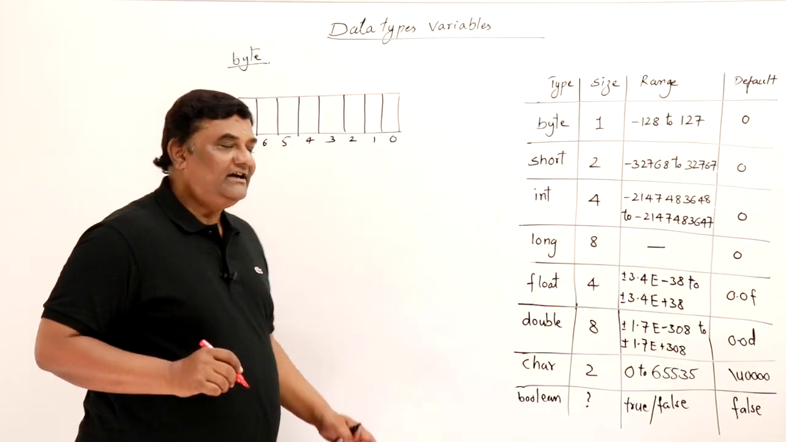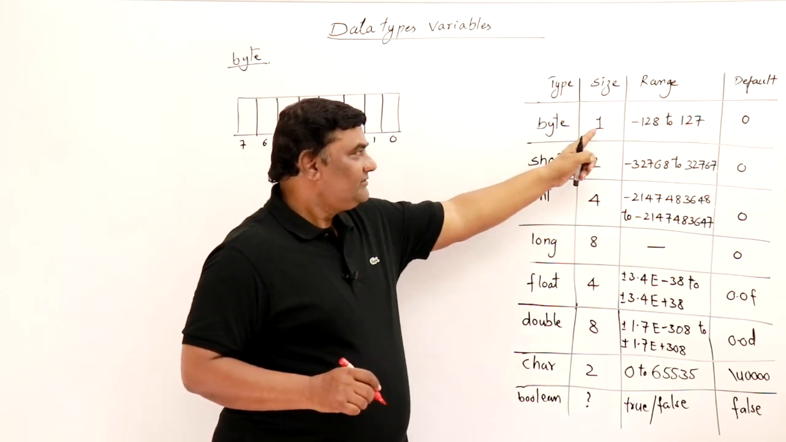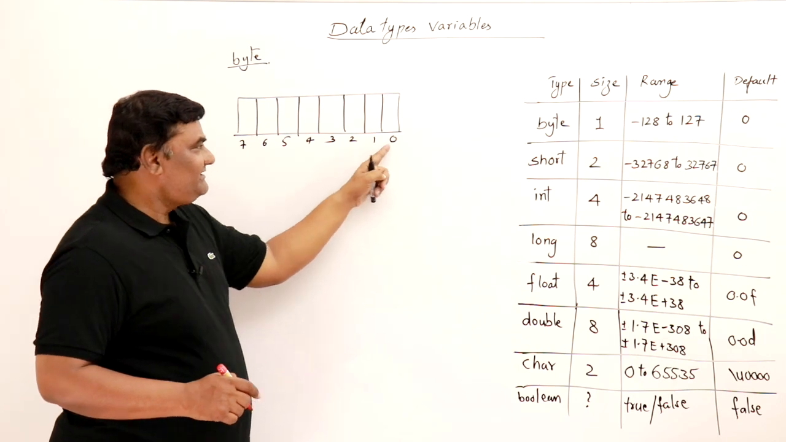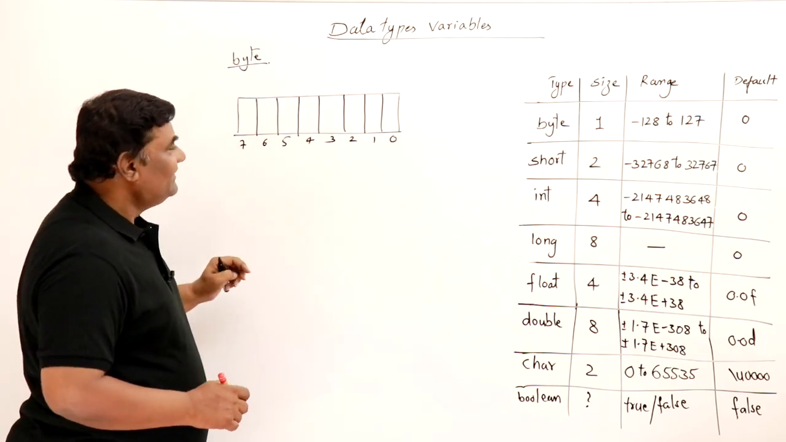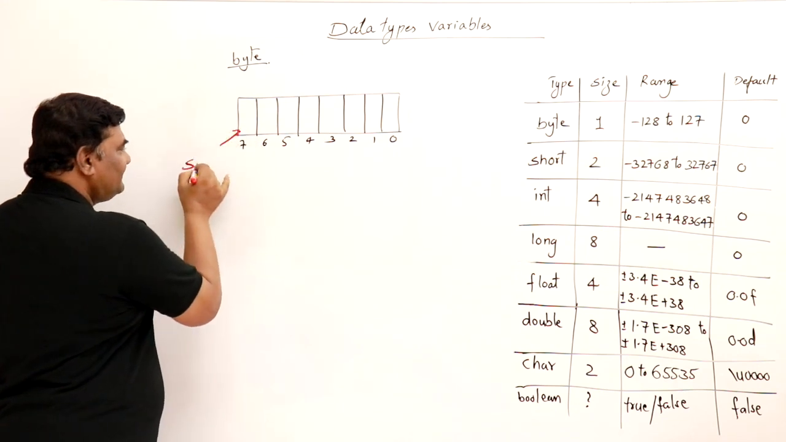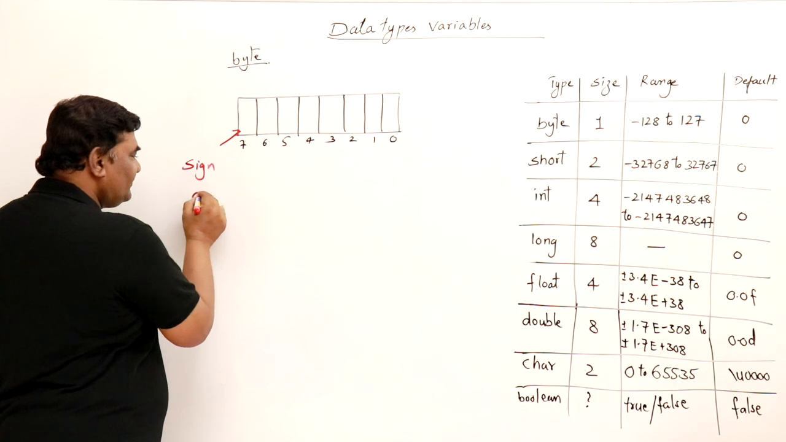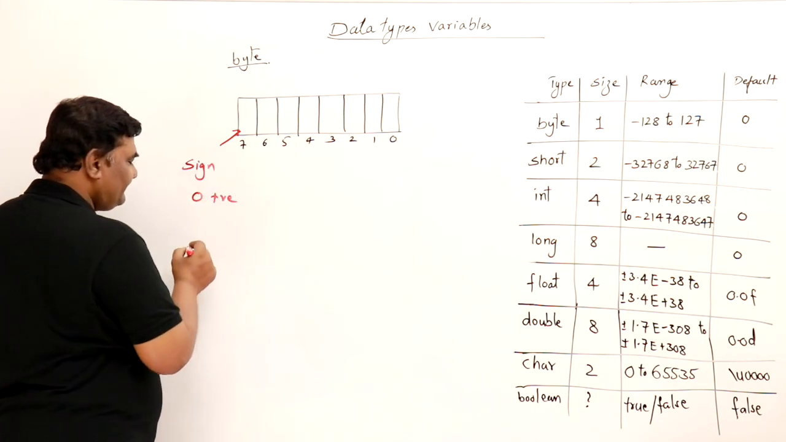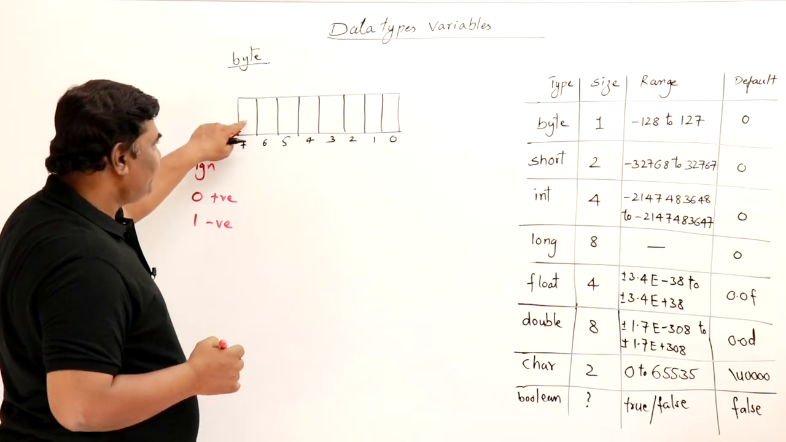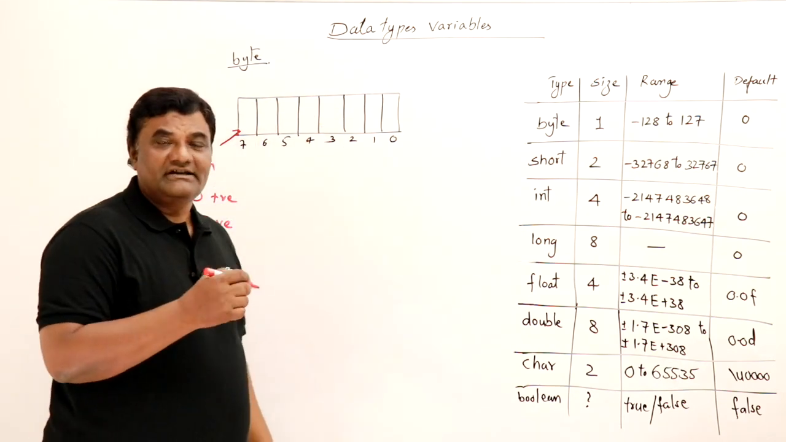For explaining sign, I have taken an example of a byte. A byte takes 1 byte, that is 8 bits. So these are 8 bits. This is the least significant bit, this is the most significant bit. In 8 bits, one of the bits is reserved as the sign bit. If that bit value is 0, then the number is taken as positive. If it is 1, then the number is taken as negative. So this sign bit decides whether the number contained in these bits is positive or negative.